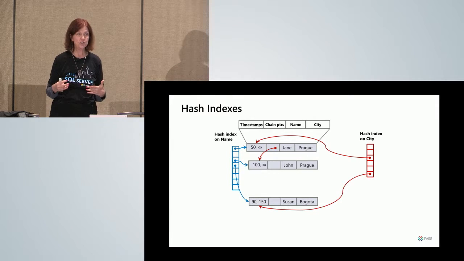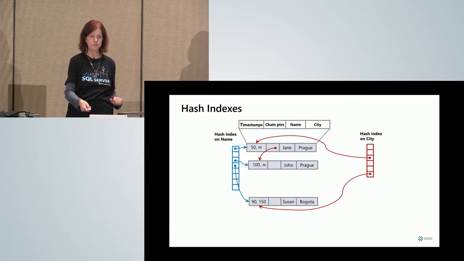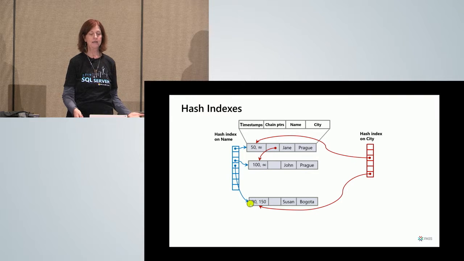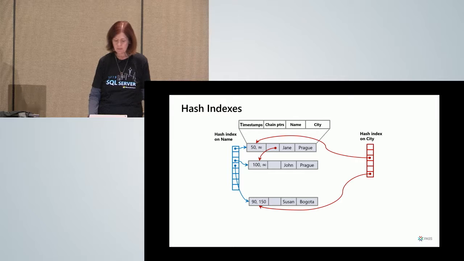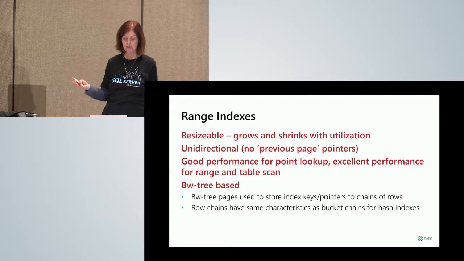So someone looking for Jane would find all the Jane rows, and they'd have to look at the timestamps, which are these first 2 values, 50. This row was inserted at time 50, and the infinity marker means it has not yet been deleted. This row was inserted at 100 and has not yet been deleted. This row was inserted at internal timestamp 90 and was deleted at internal timestamp 150. But that's as deep as I'm going to go into the hash indexes just as the background.